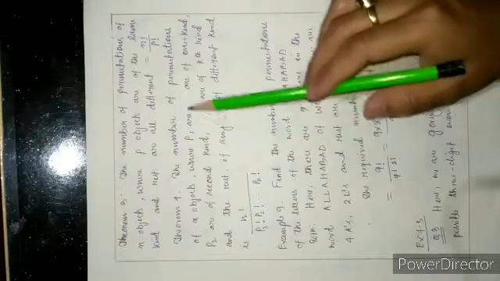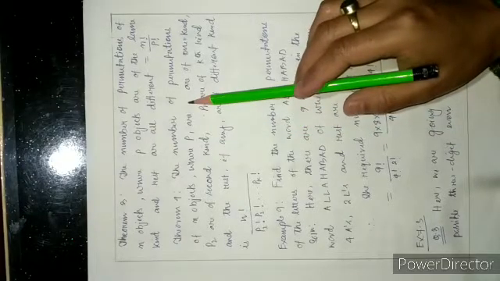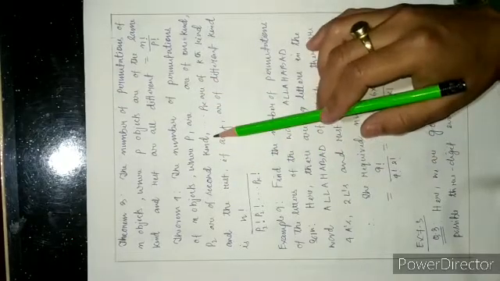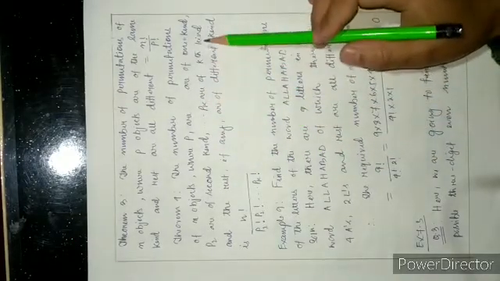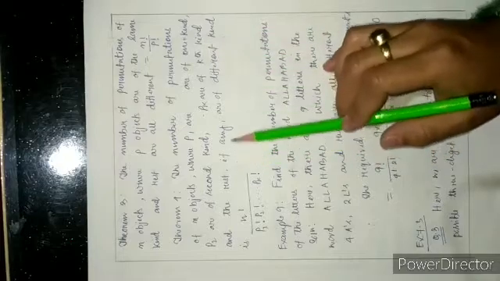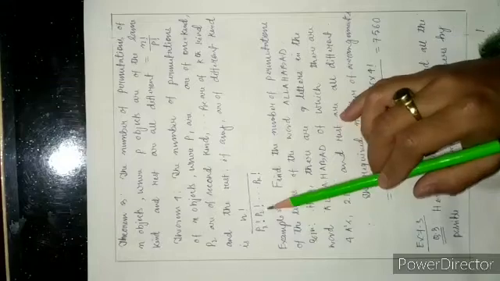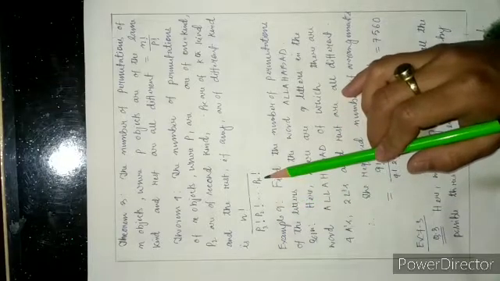Then theorem number 4, the number of permutations of the n objects where p1 are of one kind and the p2 are of second kind and the pk are of the kth kind and the rest, if any, are of different kind is n factorial divided by p1 factorial, p2 factorial and pk factorial.